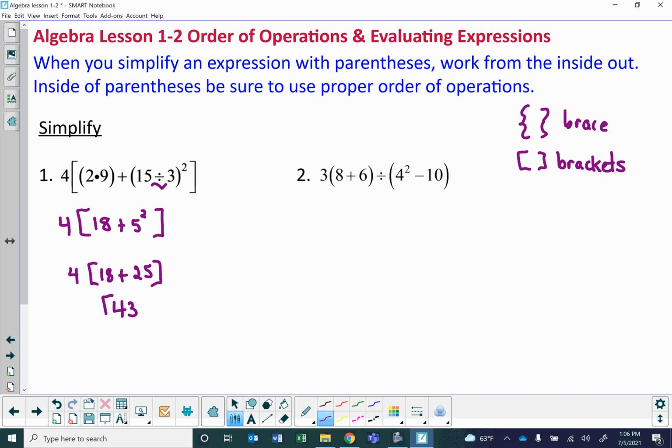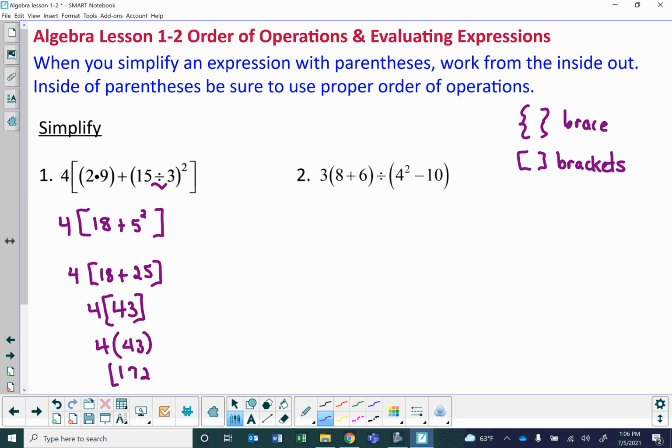Okay, and I still have that bracket because the bracket next to a number with no addition and subtraction symbol means I'm going to multiply that together. So I basically have 4 times 43. And at this point in time, if you want to write it as 4 times 43 with parentheses, that's perfectly fine. It means the same thing. And we just multiply that out, and that's going to be 172.